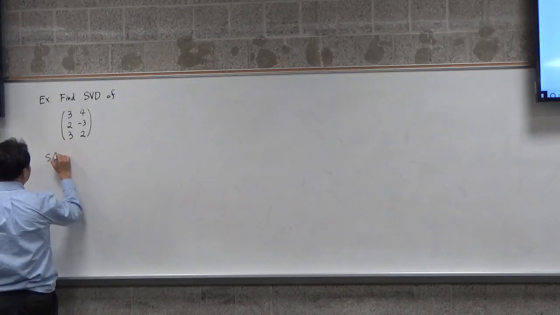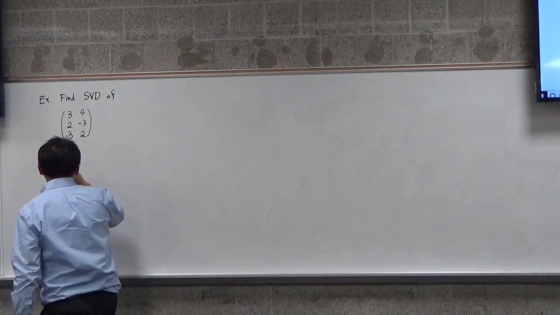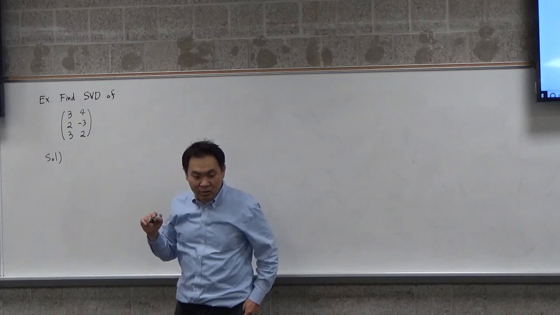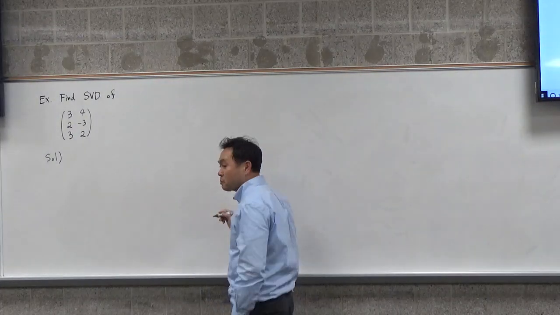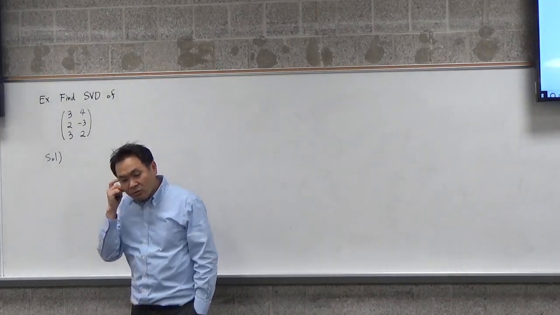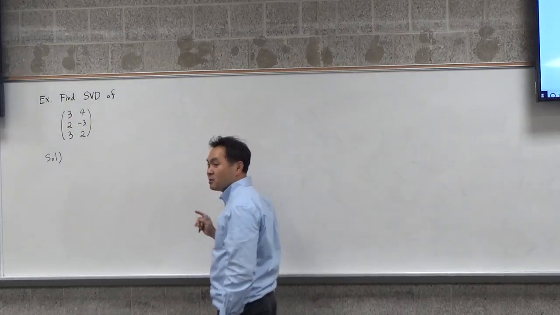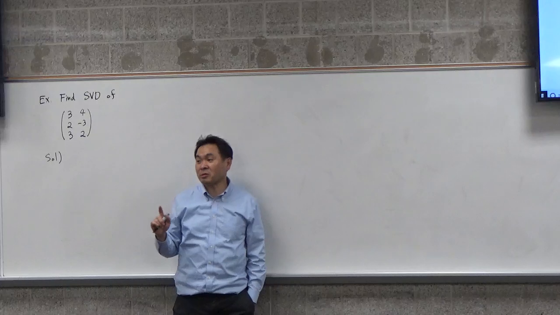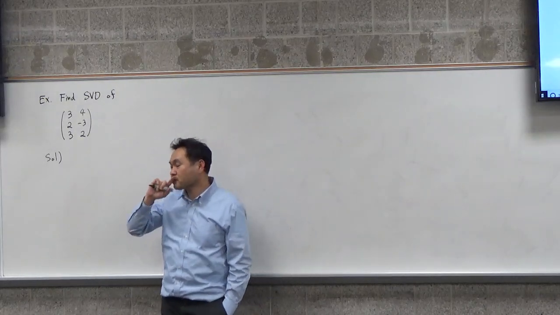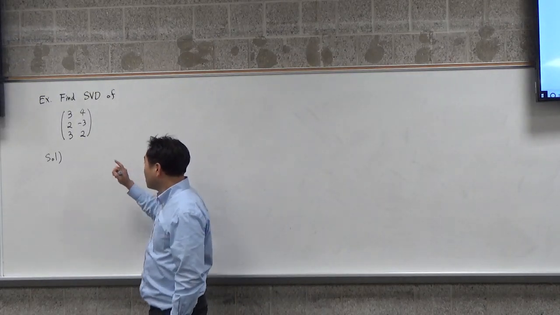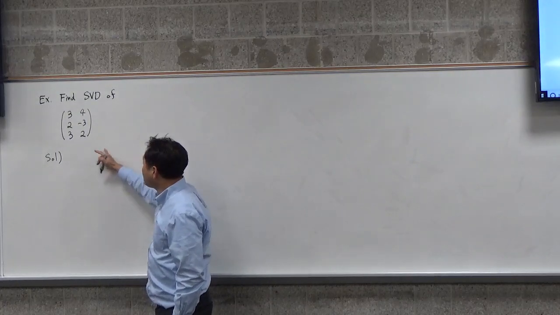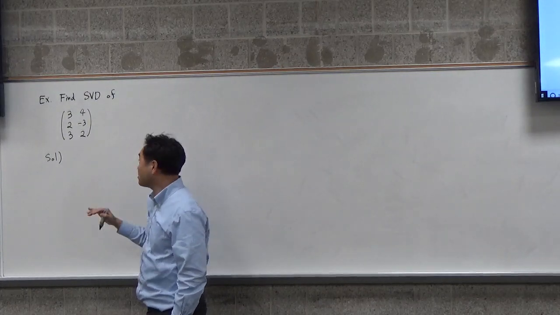Solution. So the idea of the singular value decomposition is to use the spectral theorem, which says that if you have a symmetric matrix, you can diagonalize it using unitary matrices. So you have to use it, but this is not symmetric. How do you get a symmetric matrix?